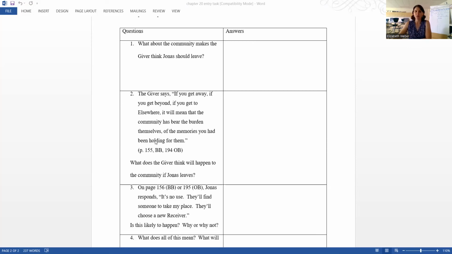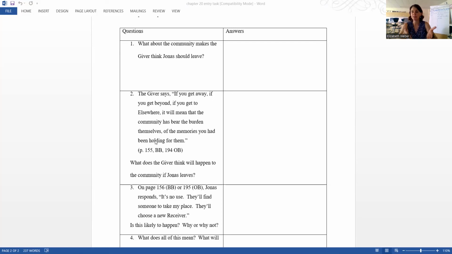Question 2, and here's our quote. The giver says, if you get away, if you get beyond, if you get to elsewhere, it's just a different place, right? It will mean that the community, I think there's a typo, has to bear the burden themselves of the memories you had been holding for them.